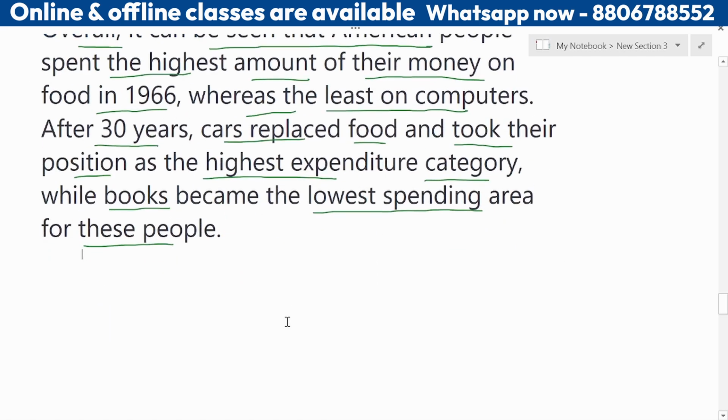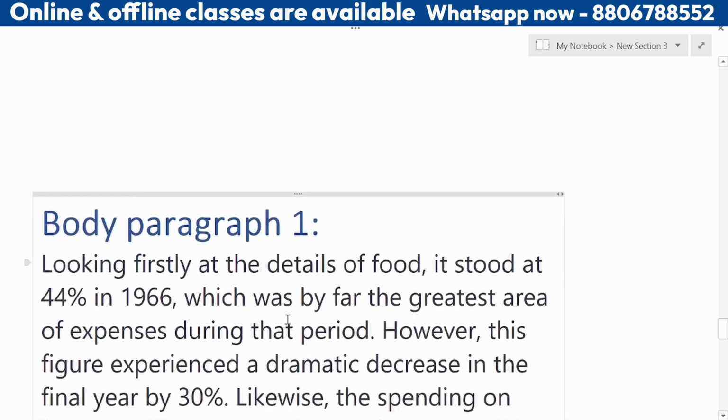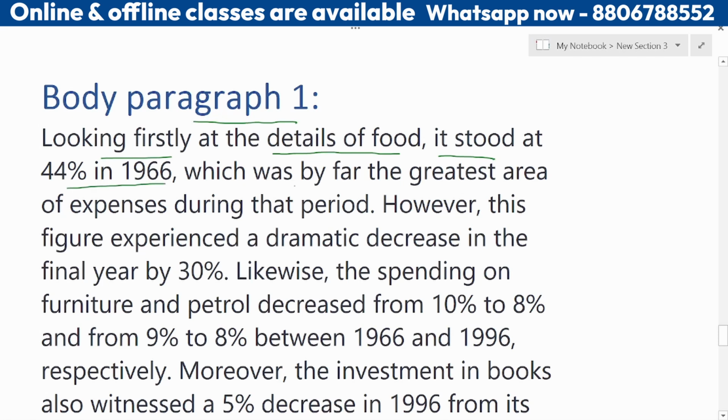Okay, so what happened in the year 1966? Yes, in relation to different categories of spending. Fine. Now let us see what we could write in paragraph 1. So that is body paragraph 1. Yes, so let's see. Looking firstly at the details of food, it stood at 44% in 1966, which was by far the greatest area of expenses during that period. However, this figure experienced a dramatic decrease in the final year by 30%.